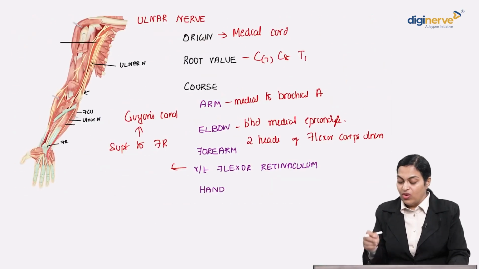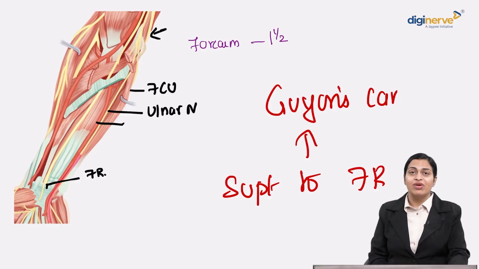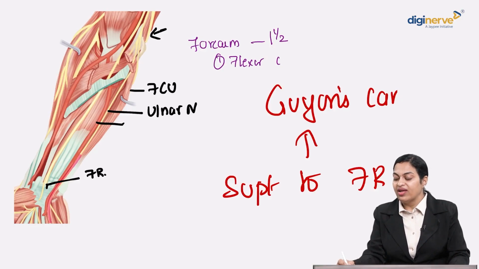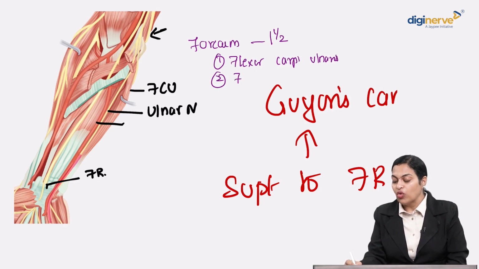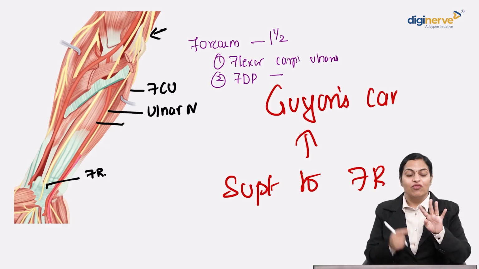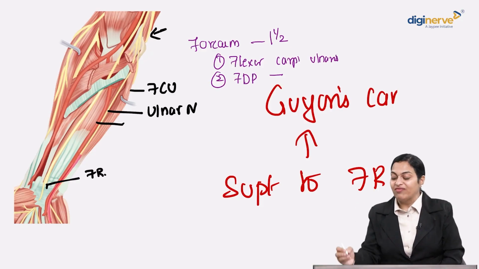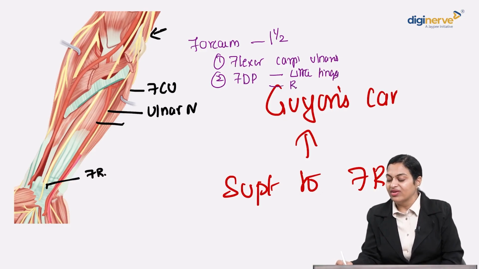right? Over the forearm, the ulnar nerve supplies 1.5 muscle. What is that 1.5? It supplies flexor carpi ulnaris and the deep muscle of the forearm, the flexor digitorum profundus. The flexor digitorum profundus will have 4 tendons, right? For the index finger, middle finger, ring finger and little finger. The ulnar nerve supplies the flexor digitorum profundus tendon for the little finger and the ring finger.